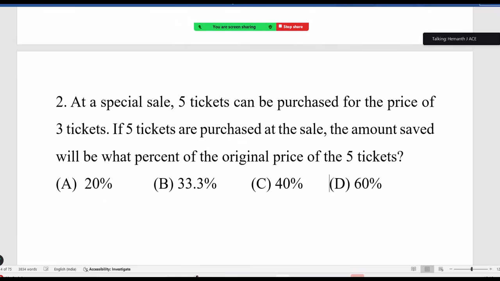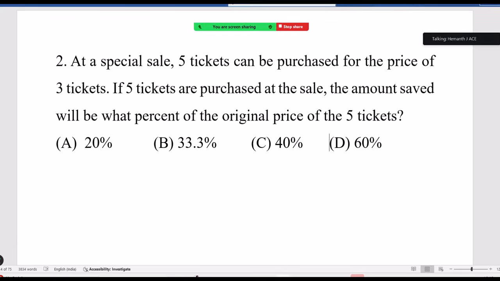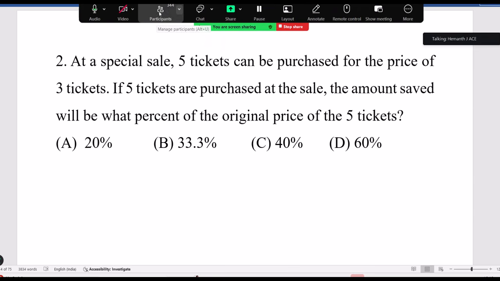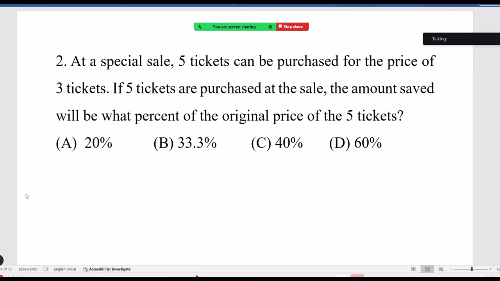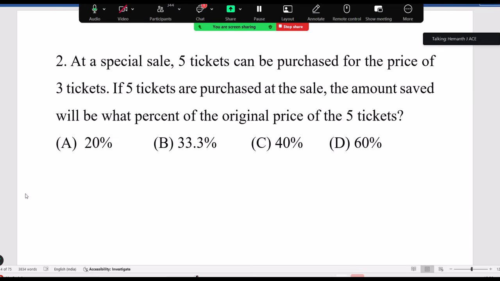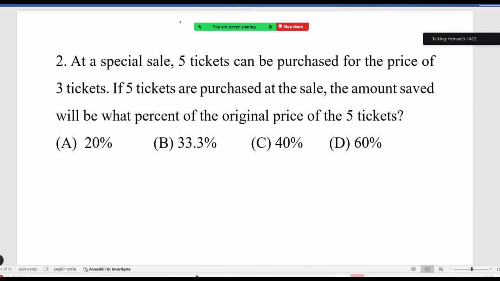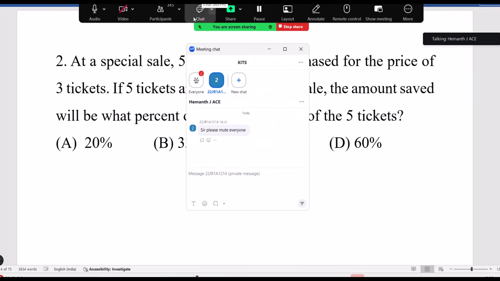Solve this. Post your answers in the chat box. Everyone solve this question, try to post your answers in the chat. At a special sale, 5 tickets can be purchased for the price of 3 tickets. If 5 tickets are purchased at the sale, the amount saved will be what percentage of the original price of 5 tickets?